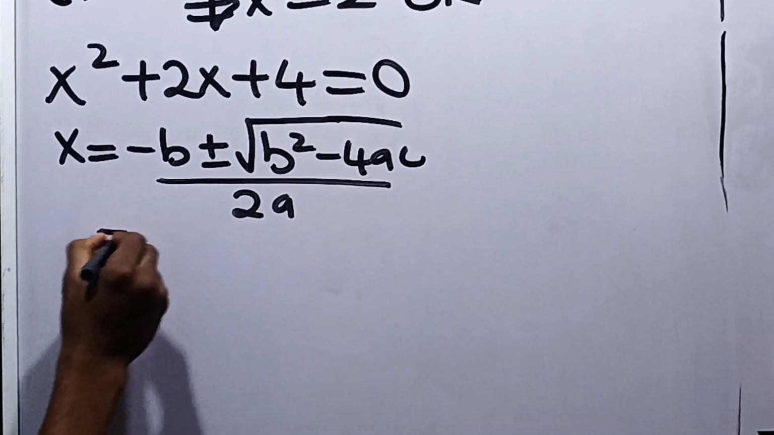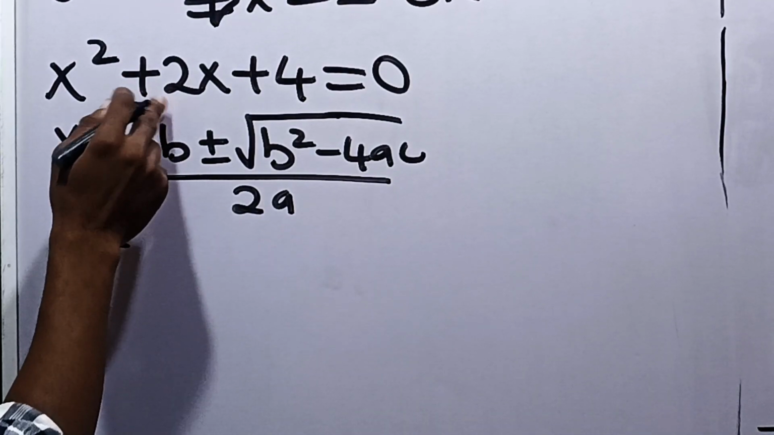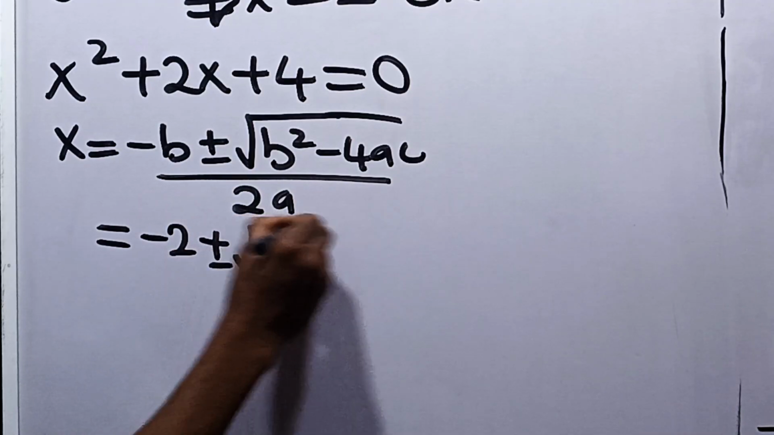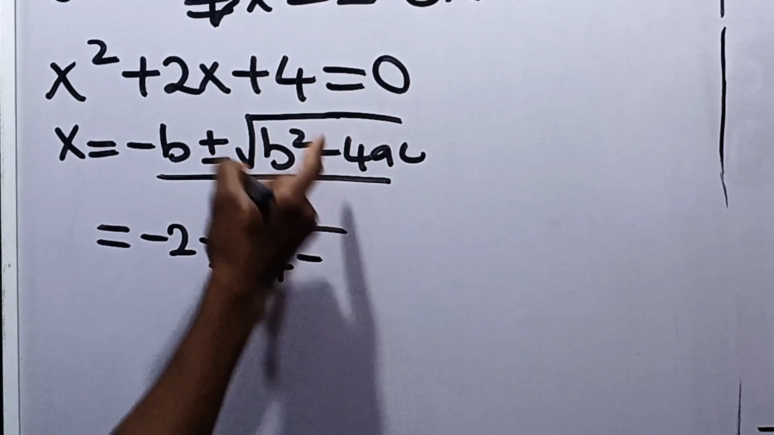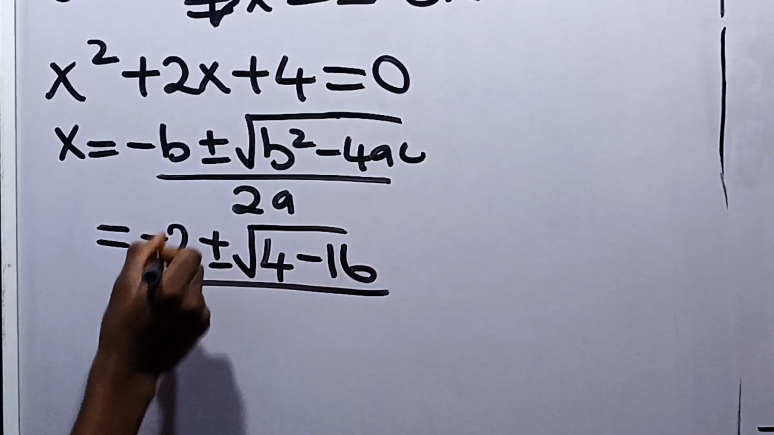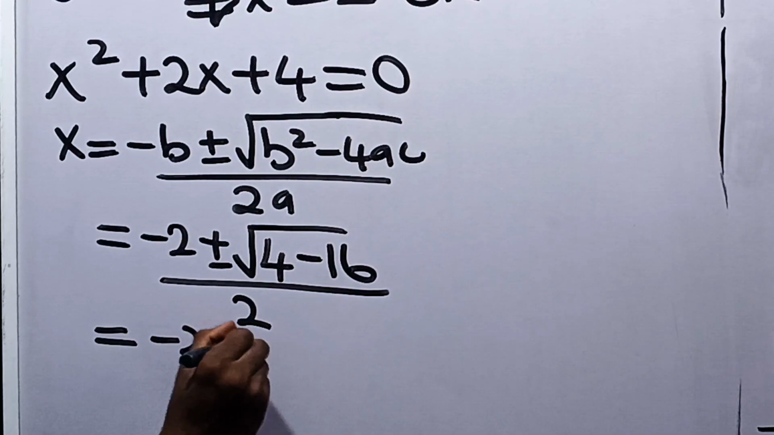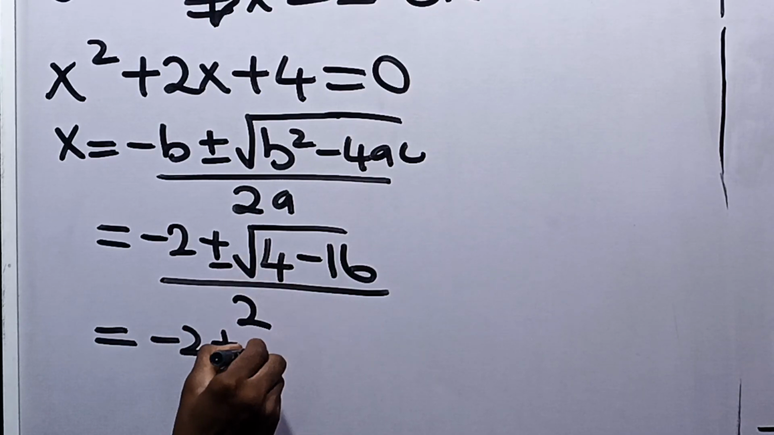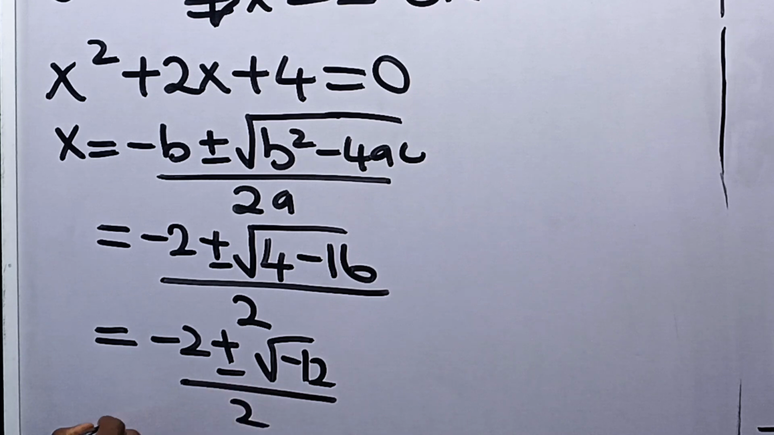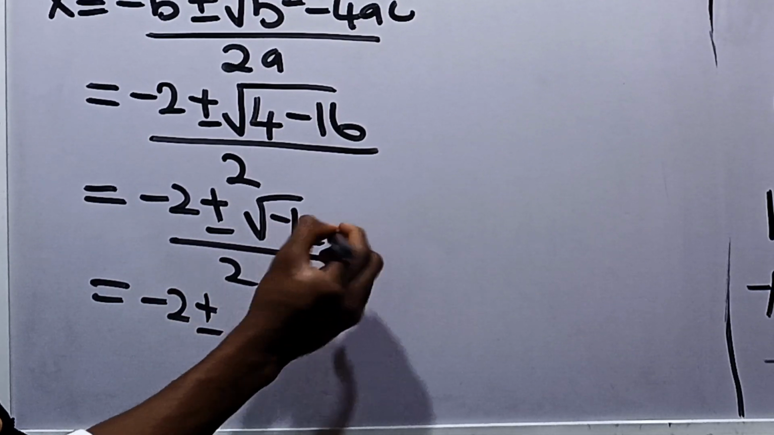Now, x here will be equal to minus b, b is 2. So minus 2 plus or minus square root of 2 squared, which is 4, minus 4 times 4 times 1, which is 16, all over 2 times 1, which is 2. And this is equal to minus 2 plus or minus root of negative 12, all over 2. Root of negative 12 is something we need to simplify.